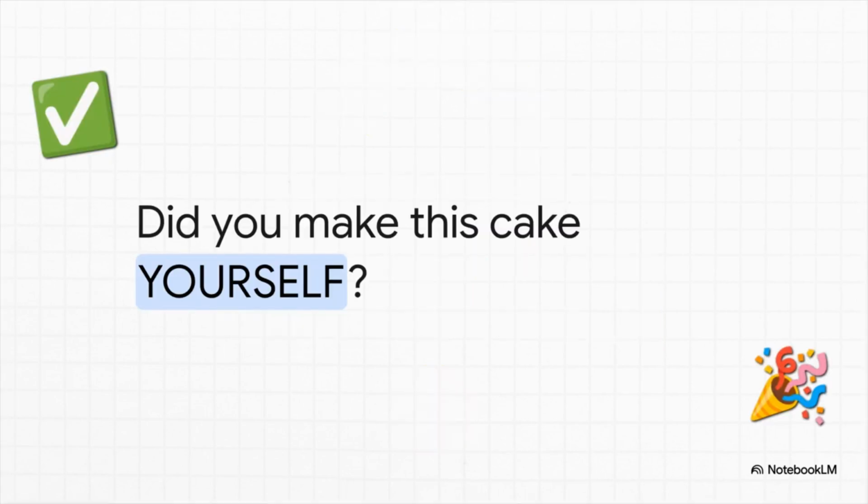And the answer is yourself. Did you make this cake yourself? This is a classic case of the spotlight rule. The question is really asking, did you make this all on your own or did you buy it? It's all about that emphasis. Awesome job if you got that right.